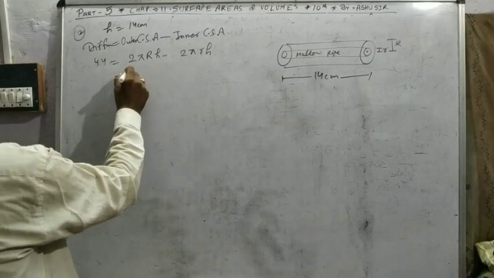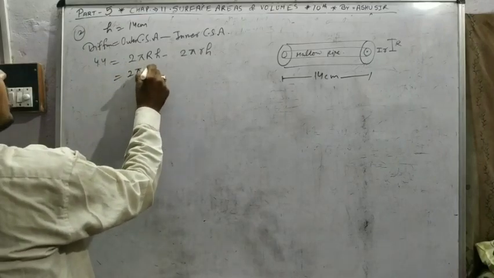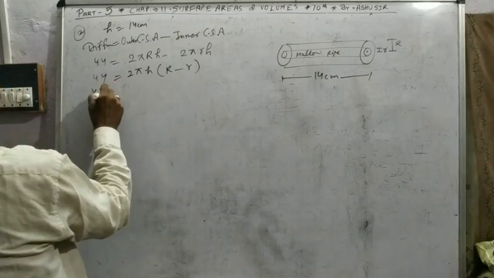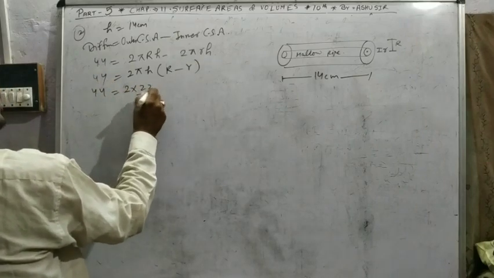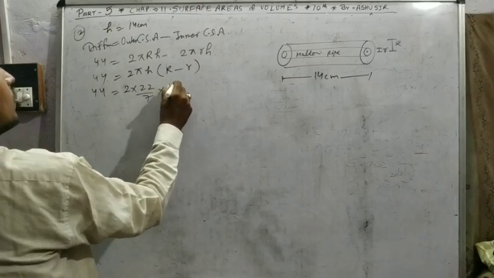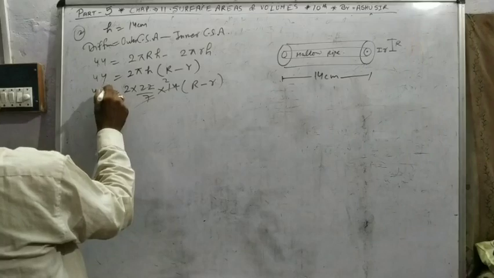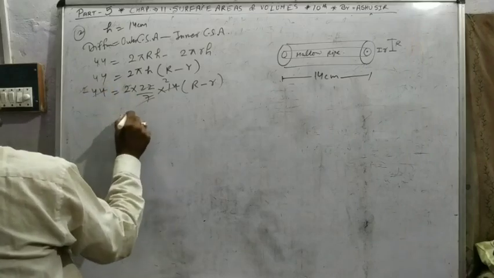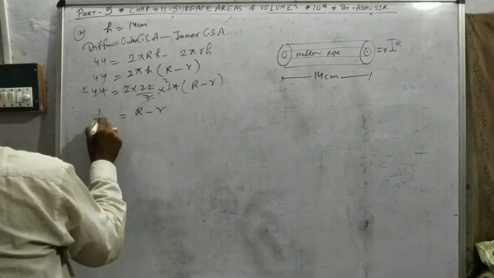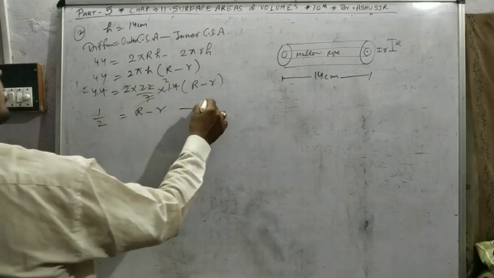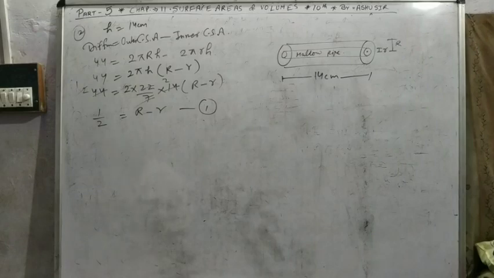So solve it. 2 pi h is common. I know we are going very fast taking the common, because that is cancelled. 2, 7, 14, 22, 2 cancels 2. R minus r is equal to 1 by 2. Here only 1 remains and the 2 is sent to the other side. So that is the first equation: the value of R minus r is equal to 1 by 2. That's your choice, you can solve any way.